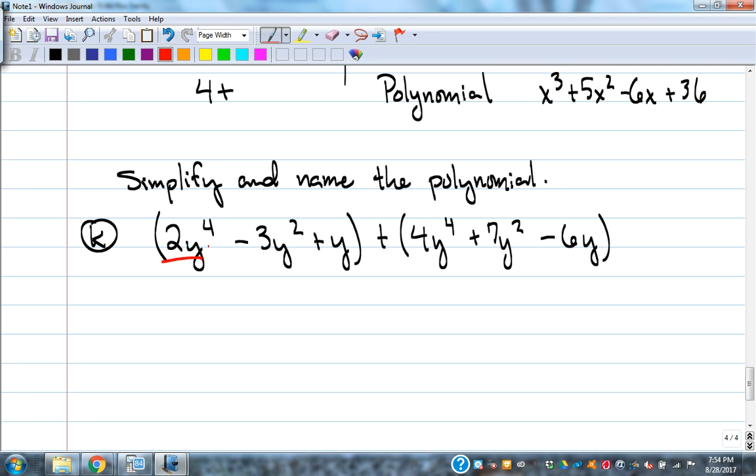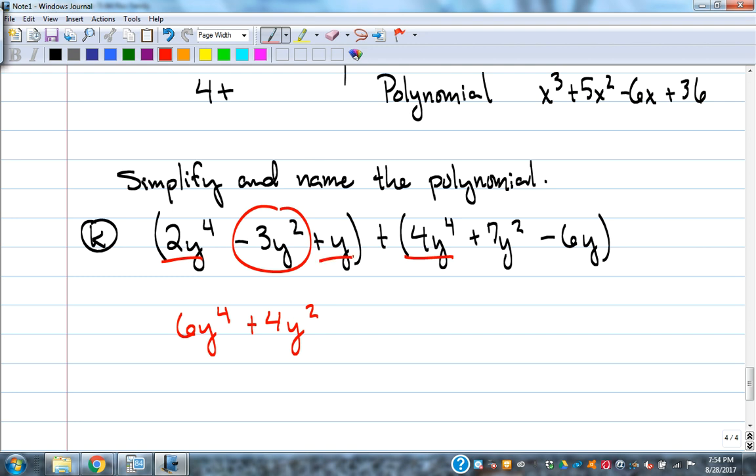What goes with the 2y to the fourth? 4y to the fourth. And we're adding, so 2y to the fourth plus 4y to the fourth is 6y to the fourth. Then we have a negative 3y squared. Is there a like term for it? The plus 7y squared, so negative 3 plus 7 would be positive 4y squared. When you're adding and subtracting, the exponents don't change. Be careful of that. That's a pretty common mistake, to change the exponents when you're adding and subtracting.